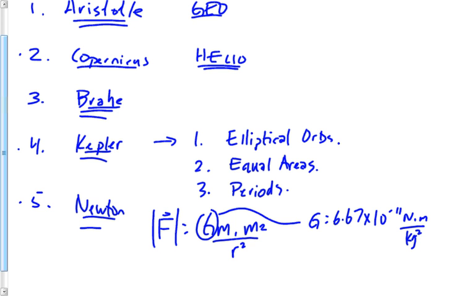M1, M2, they're the two masses that are involved. Doesn't matter which is which. Make sure they're in kilograms. R, we often think of as a radius because it looks like it should be a radius. But in the end, R is simply the distance that separates the centers of the two objects.